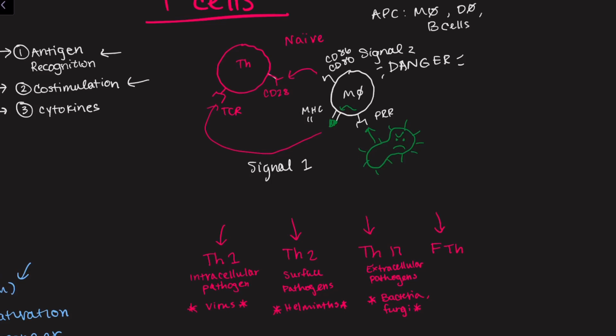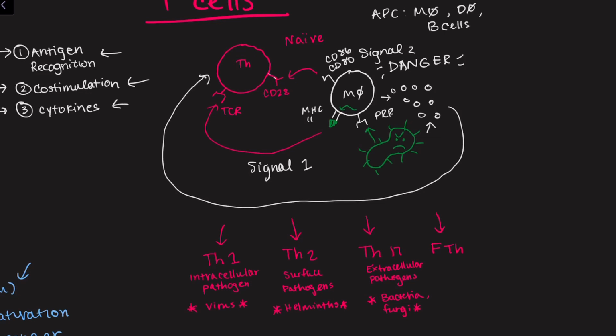And likewise, the macrophage is going to be producing a bunch of cytokines that say, hey, this is a bacteria, and you should do something that's specific for bacteria. So this is our signal 3, which is cytokine recognition. And those cytokines are going to tell that T cell, hey, this is exactly what you need to do to fight that dangerous response. And in the case of this, since I drew a bacteria, we know that this cell will become Th17 specific.